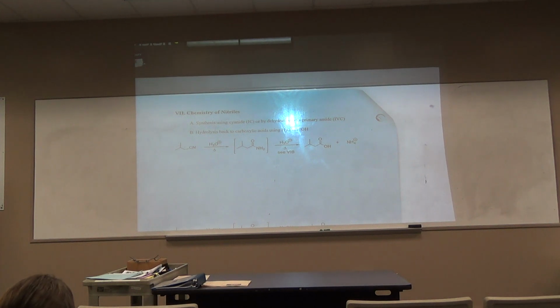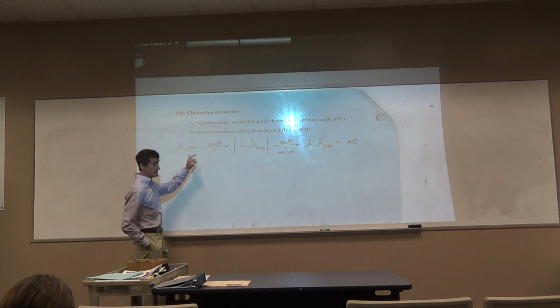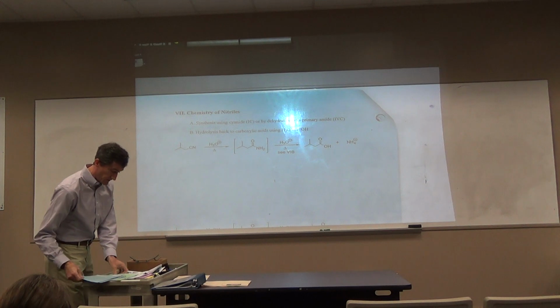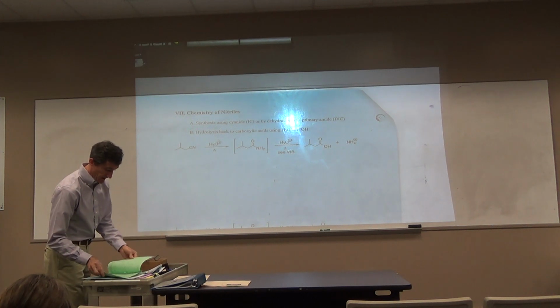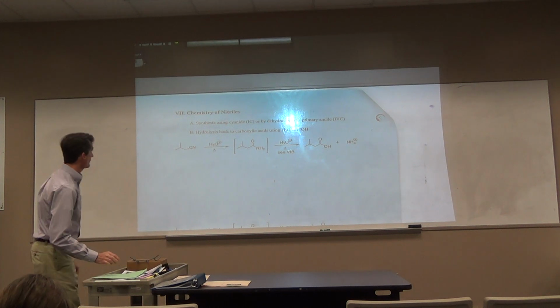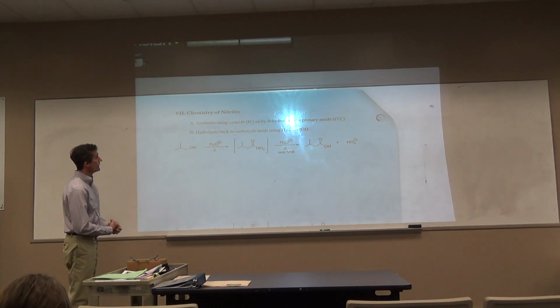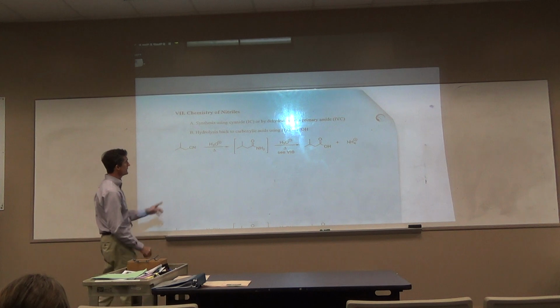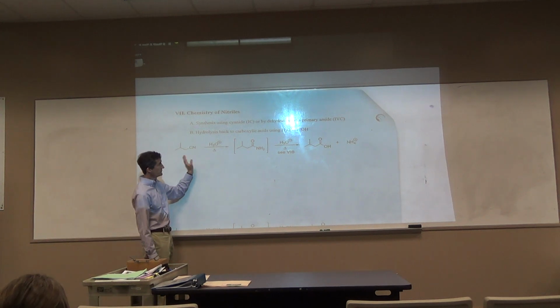B, hydrolysis back to carboxylic acids. Of course, every acid derivative can be hydrolyzed back to carboxylic acid. Okay? This can be done with either aqueous acid or aqueous base, as shown on the outline on the back of the first page of the green sheet. Okay, can you show hydrolysis? First we get the amide.